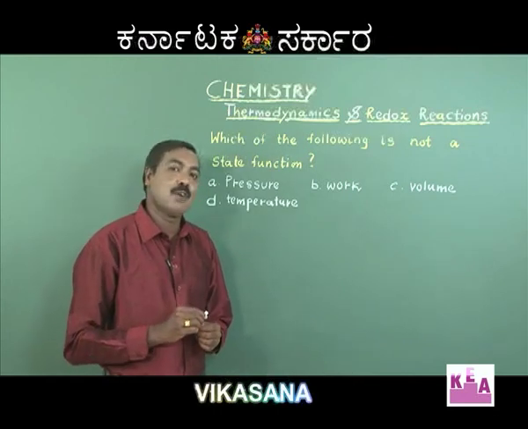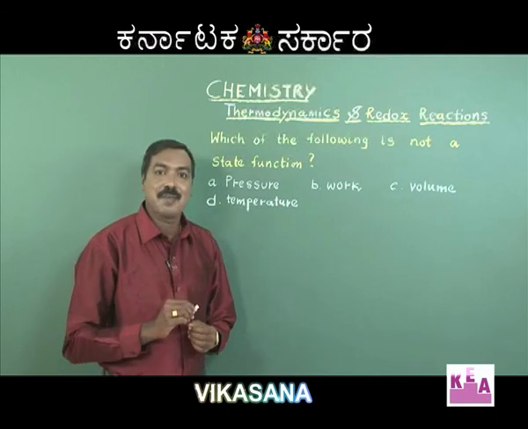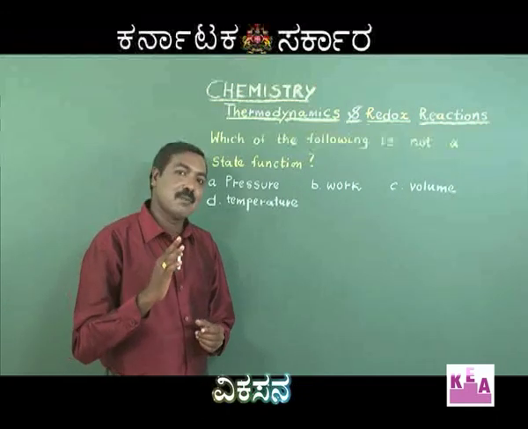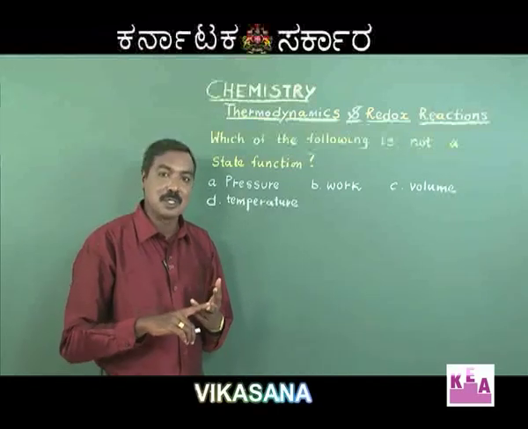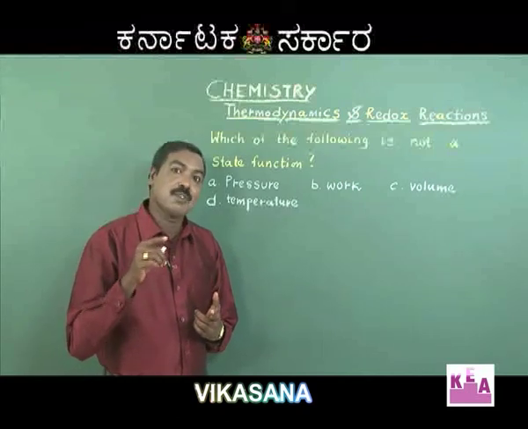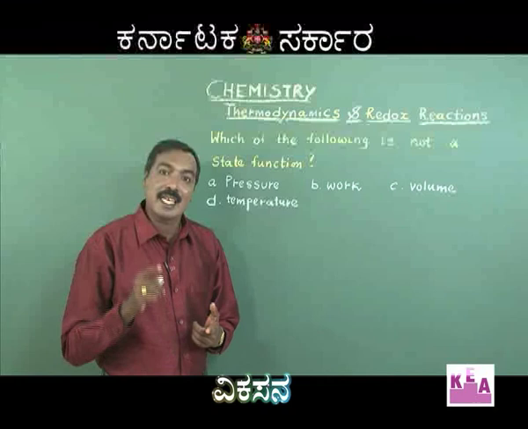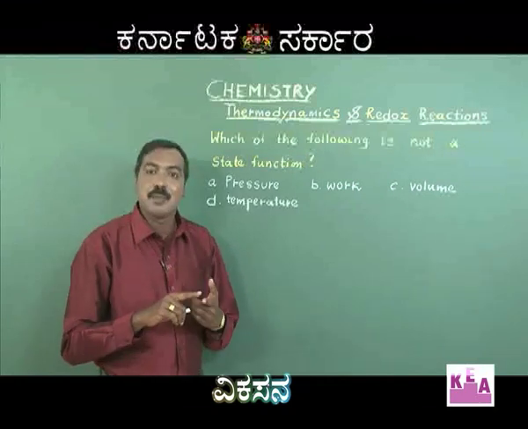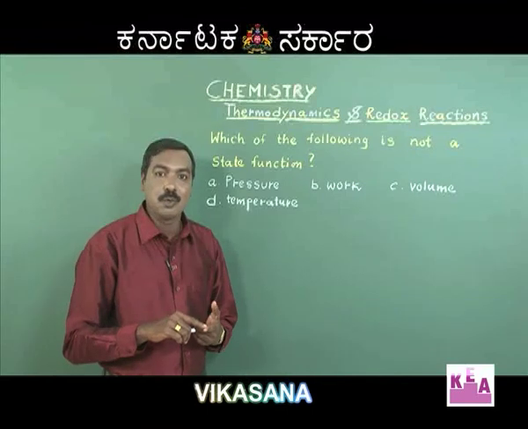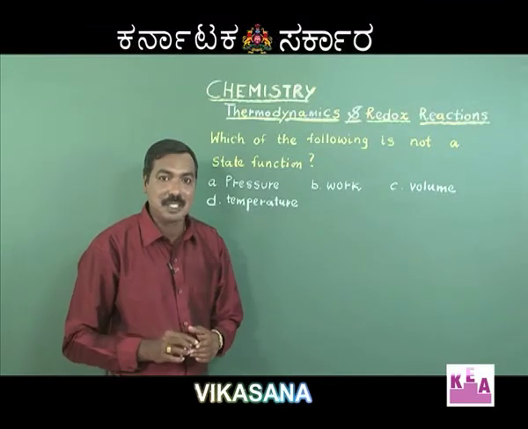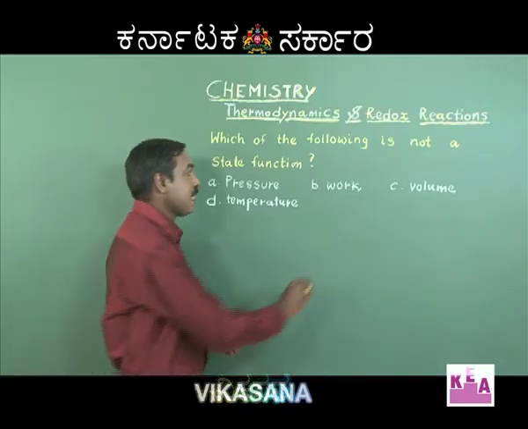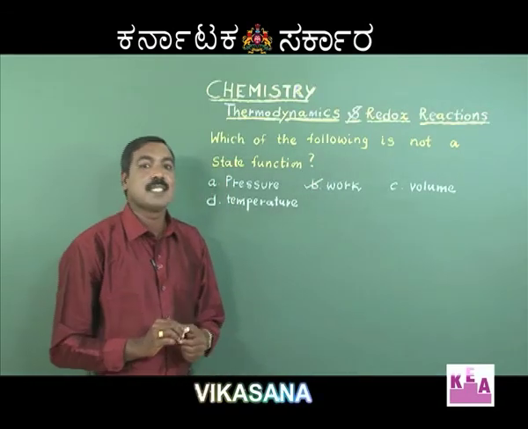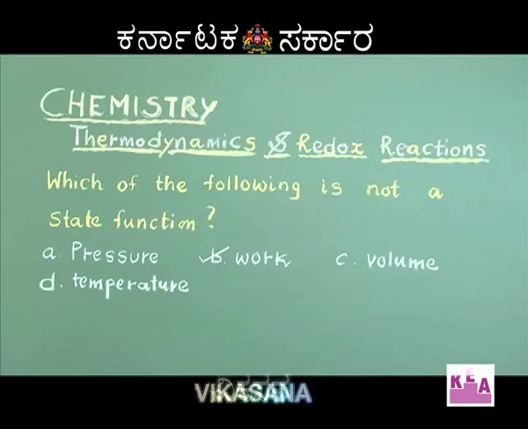The other examples of a path function are heat and moles. Therefore, three examples for path function you need to remember: heat, work and moles. Whereas the three thermodynamic physical quantities which are commonly used are examples of state function. They are pressure, temperature, volume and most of the forms of energies. Therefore, coming back to my question, which of the following is not a state function? I would say the answer is option B. Work is not a state function, it is a path function.